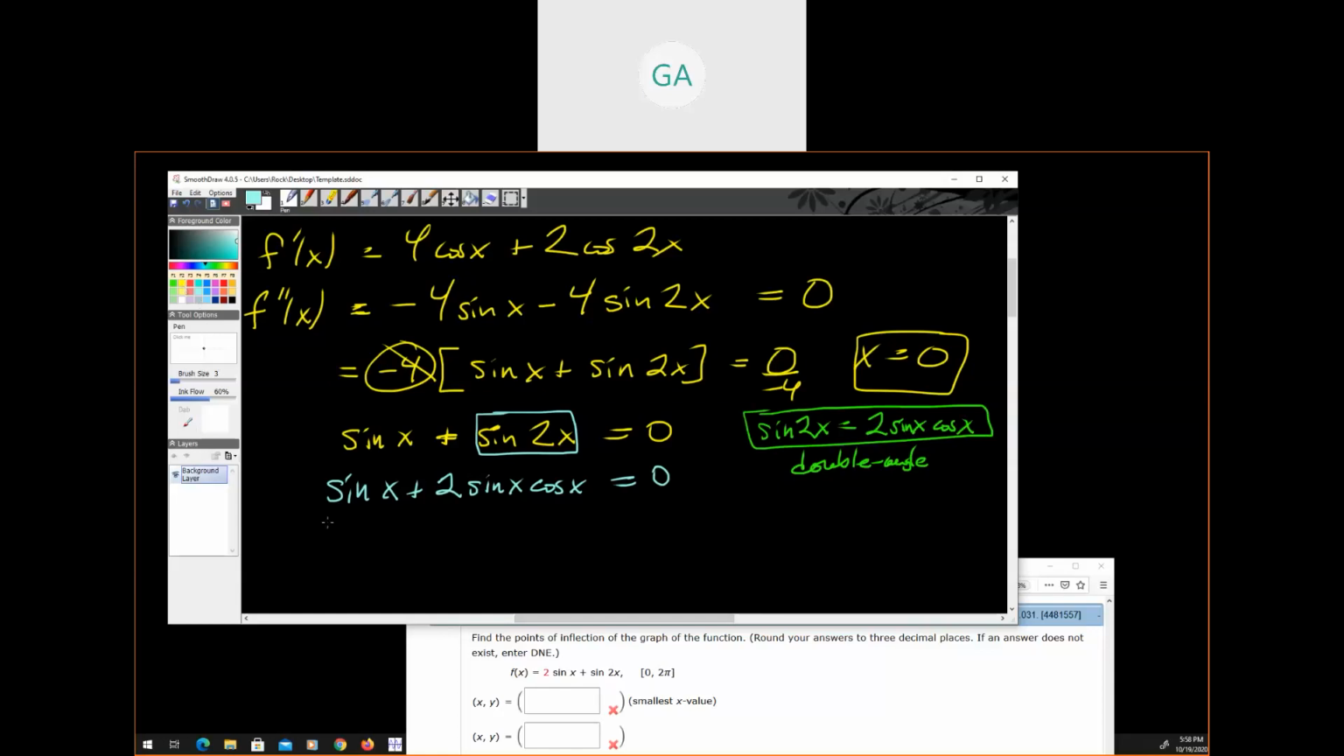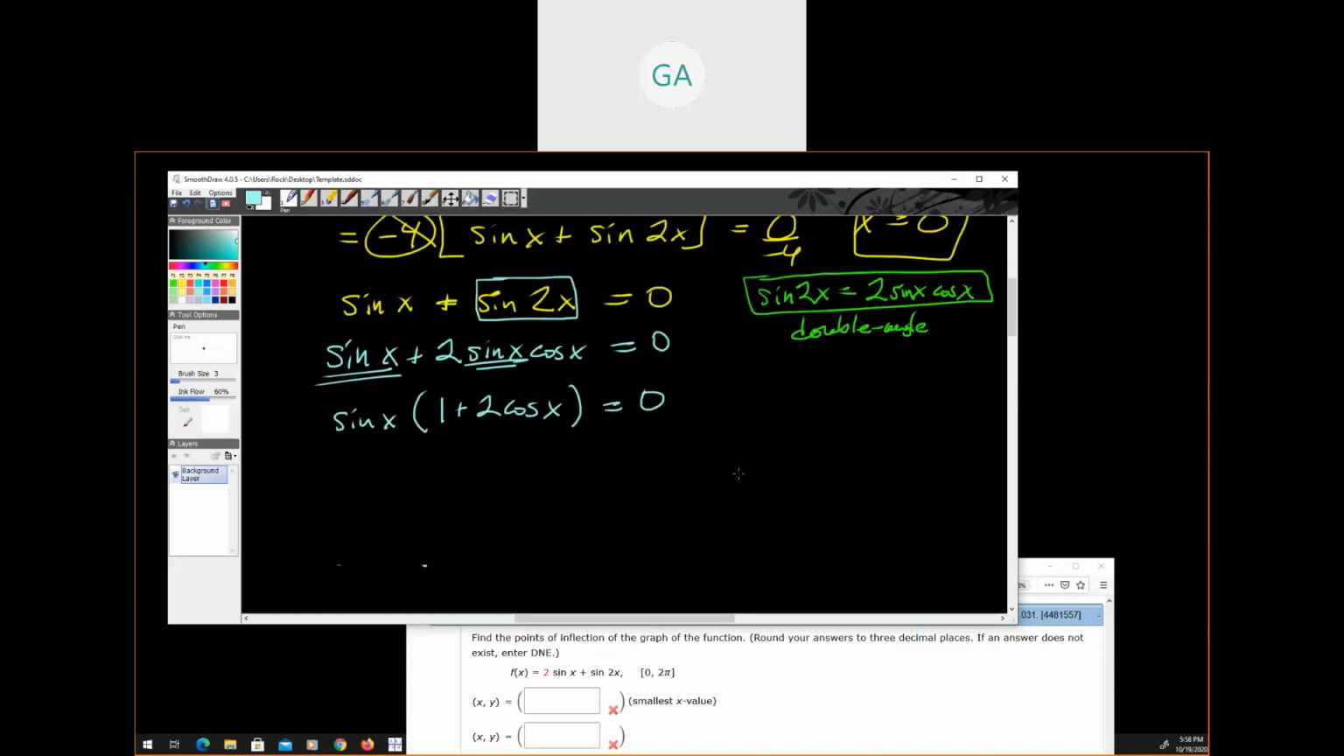Now we can actually factor out a sine x here. So factoring out the sine x, you get 1 plus 2 cosine x equals 0. And because it's factored, you just set them both equal to 0. You get sine x equals 0, or 1 plus 2 cosine x equals 0.